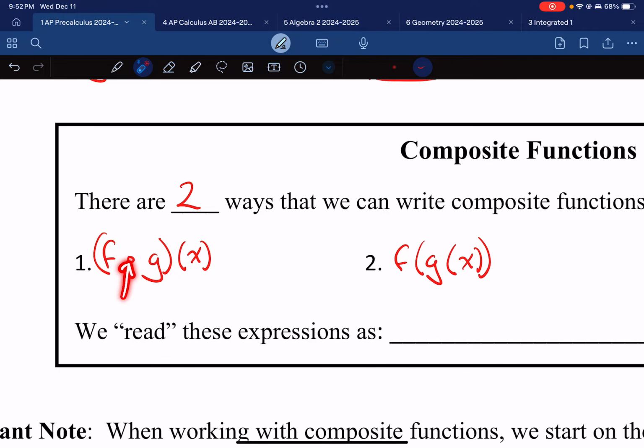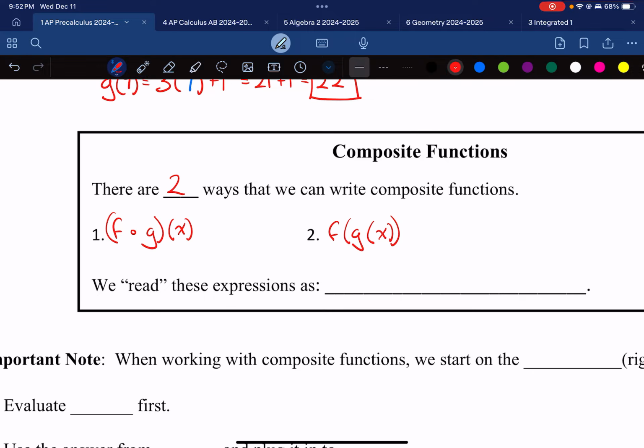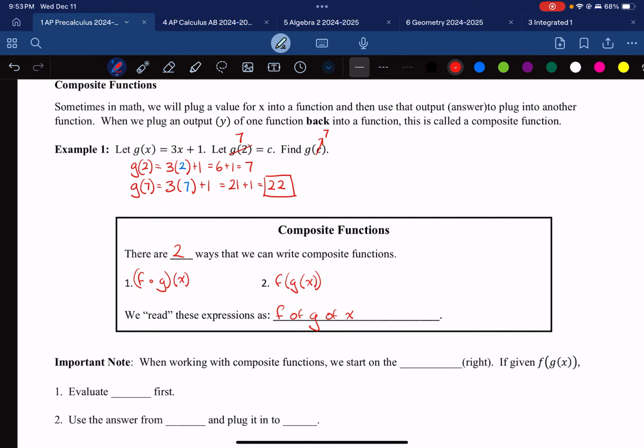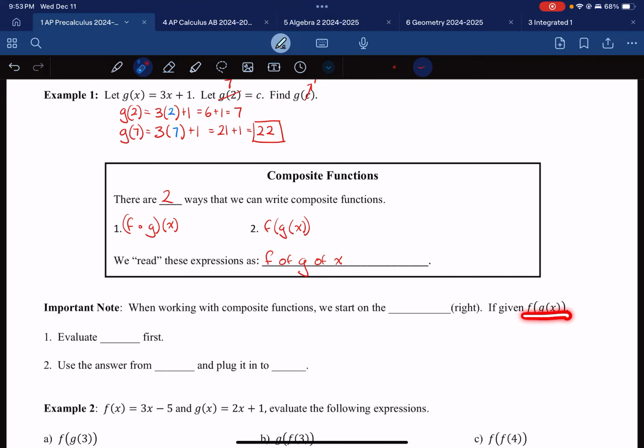This is a tiny little circle. It's not an O. It's not a 0. It's kind of like a dot that has some space in the center. I always read this as fog X when I was in high school, but it's f of g of X. So I will read these expressions as f of g of X for all of these cases. And we have the same expression down here, f of g of X.